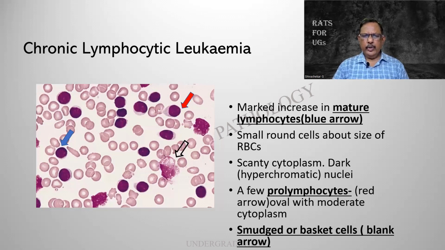So the slide shows an increase in the small round cells about the size of RBCs having a scanty cytoplasm with dark hyperchromatic nuclei. A few cells, the pro-lymphocytes, have an oval appearance and slightly more abundant cytoplasm. A good number of smudged cells are also seen. This is supposed to be a hallmark of a chronic lymphocytic leukemia, very easy for you people to identify.